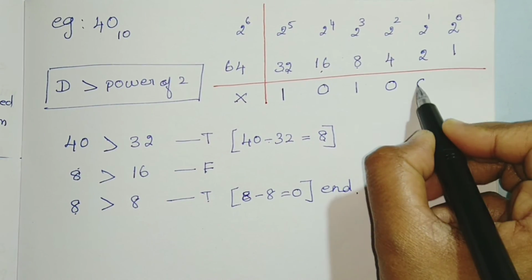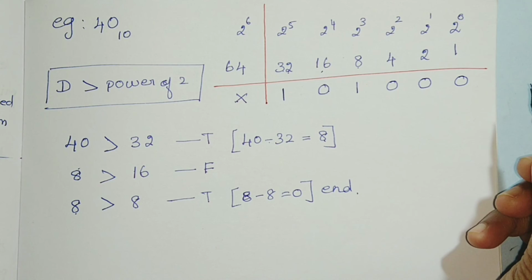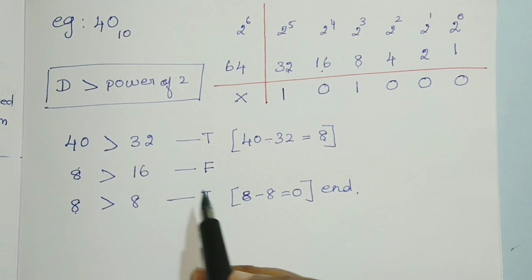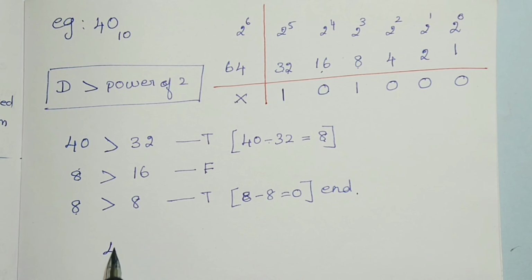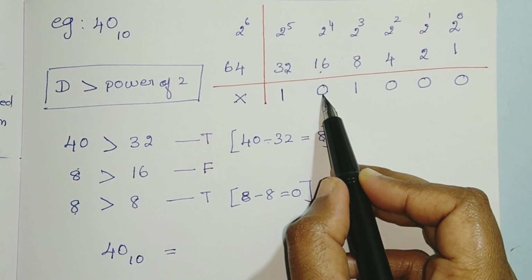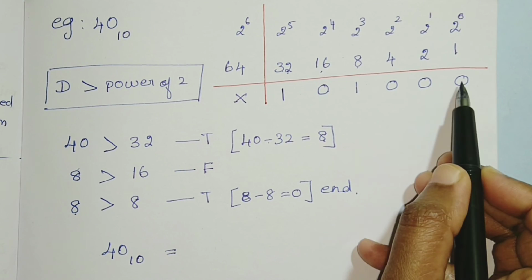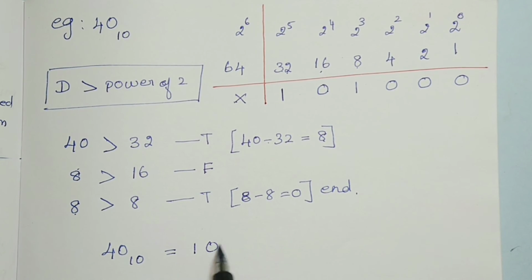Remaining all the bits will be 0. We have to simply write zeros. So once you get the decimal value as 0, then stop doing this comparison. So 40 is equal to 101000. This is the binary number for 40. 101000 base 2. It is very easy.